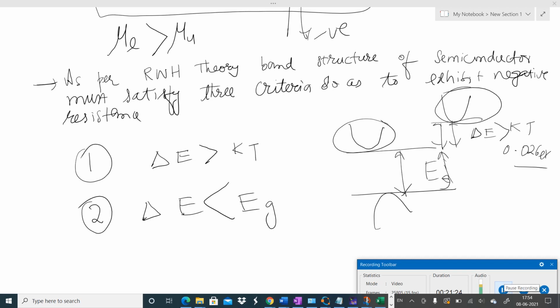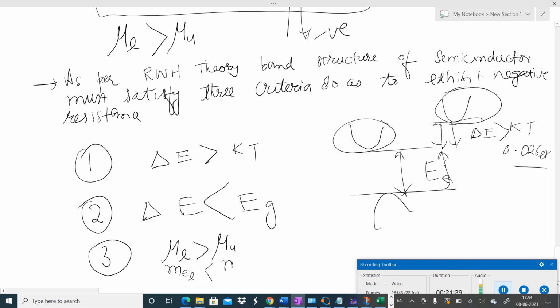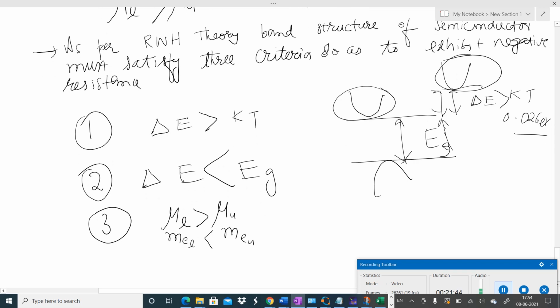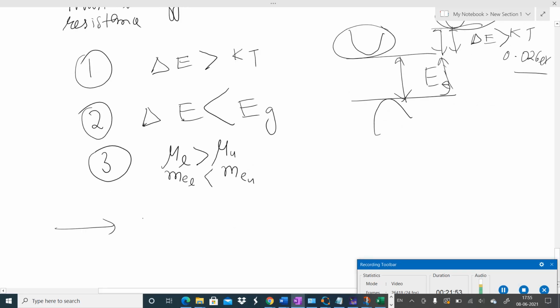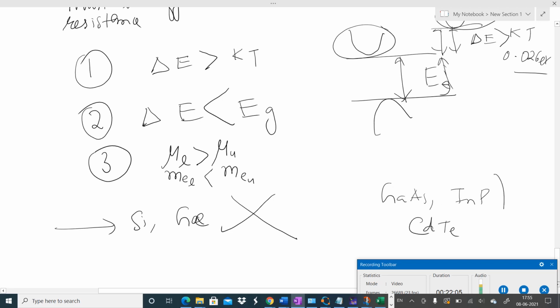And the third condition we already have stated, that the electrons in lower valley must have high mobility, so mu L should be greater than mu U, and they should have small effective mass. So I can say effective mass in lower valley should be less than effective mass in upper valley, and low density of states. And hence you can also say that the electron velocities must be larger in lower valleys than in upper valleys. And as stated already, silicon and germanium don't satisfy these properties. Gallium arsenide, indium phosphide and cadmium telluride satisfy the properties.